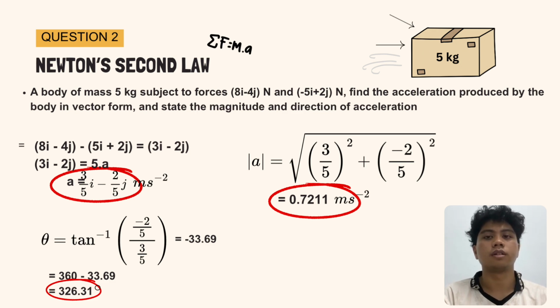And now for the direction, we will need to use tangent inverse. Then we substitute our j and i's. It will be tangent inverse of negative 2 over 5 over 3 over 5. We will get negative 33.69. But we need a positive angle, so we subtract it from 360 degrees. 360 degrees minus 33.69 will be 326.31 degrees, and that is the direction of the acceleration.